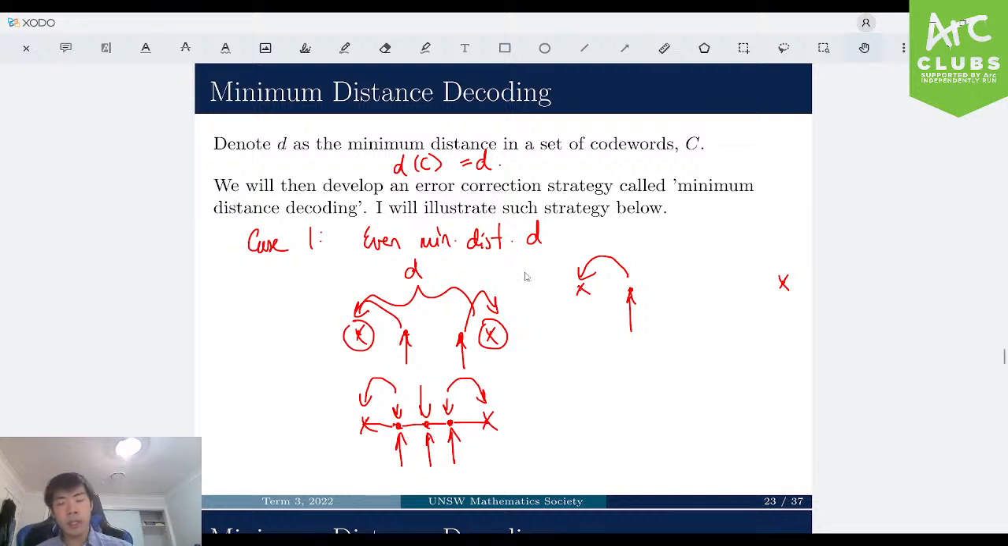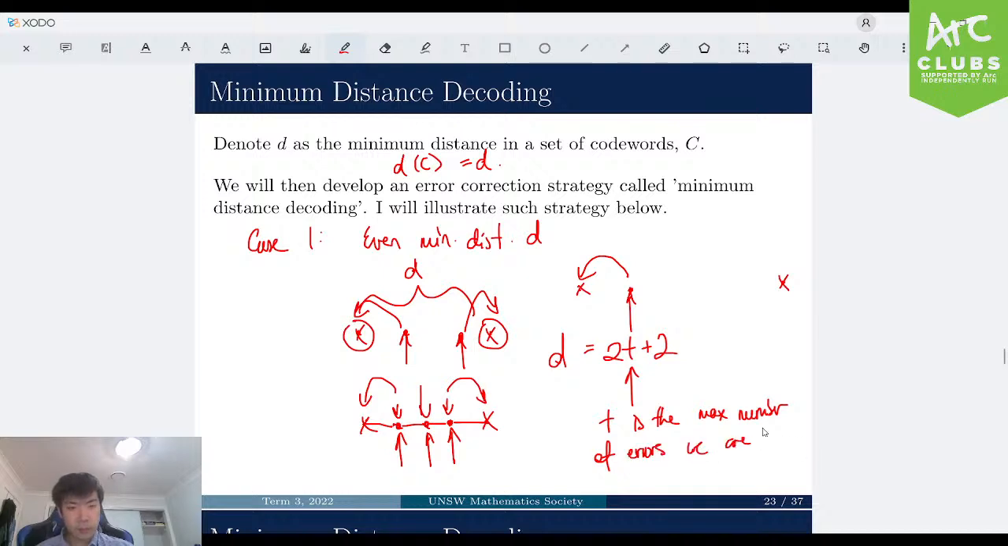So this is very similar to the pattern that we discovered in the binary repetition code. If we have the minimum distance d and it's even, we can always rewrite d as 2t plus 2. And then t is the max number of errors we are happy to correct up to. That's all that means. I hope that makes sense.